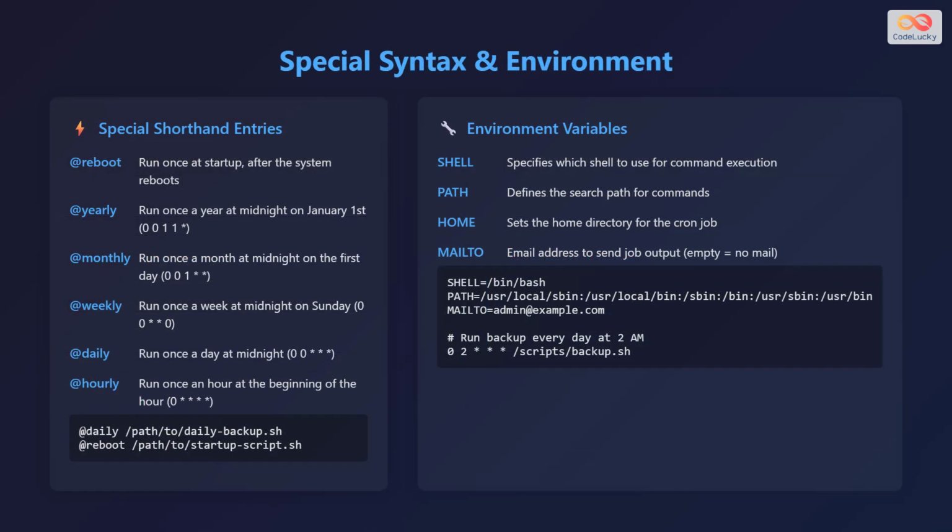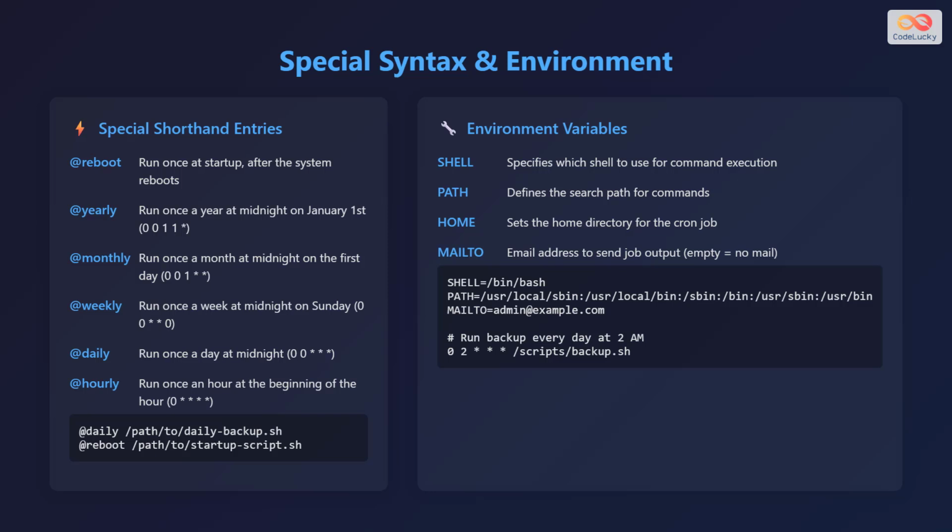Now let's explore special syntax and environment variables in Crontab. Crontab offers special shorthand entries for common scheduling needs. @reboot runs a command once at startup after the system reboots. @yearly runs a command once a year at midnight on January 1st. @monthly runs a command once a month at midnight on the first day of the month. @weekly runs a command once a week at midnight on Sunday.